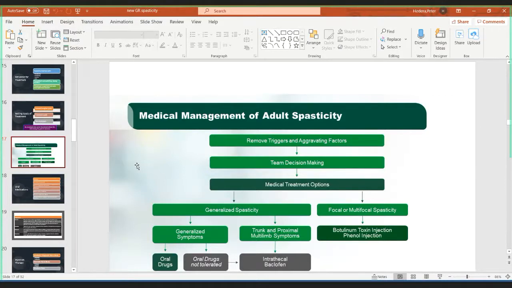Multiple sclerosis as well. We will go through specific options very soon. But if you look at this flow chart, you see the first line of therapy for focal or multifocal spasticity is actually toxins, which I'll also be reviewing in this talk. So again, we'll go through different options and different indications, what you can offer to your patients.